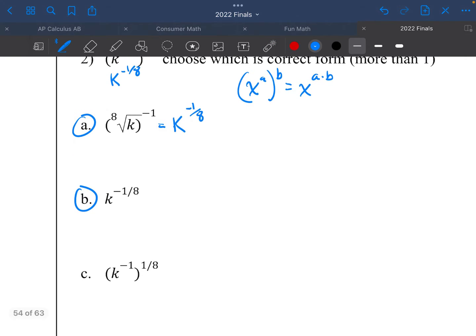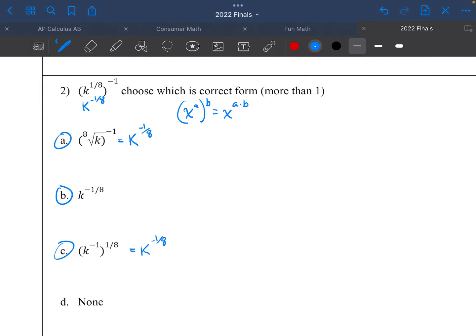And C is going to be using this same property that we had from up here, where I'm going to multiply the powers. -1 times 1/8 is going to be k to the -1/8. And hey, that is again the same thing that we have up here. They're all the same thing. So the correct answer here is A, B, and C, which is probably going to be easy to memorize on your final. Just choose A, B, and C, all of them.